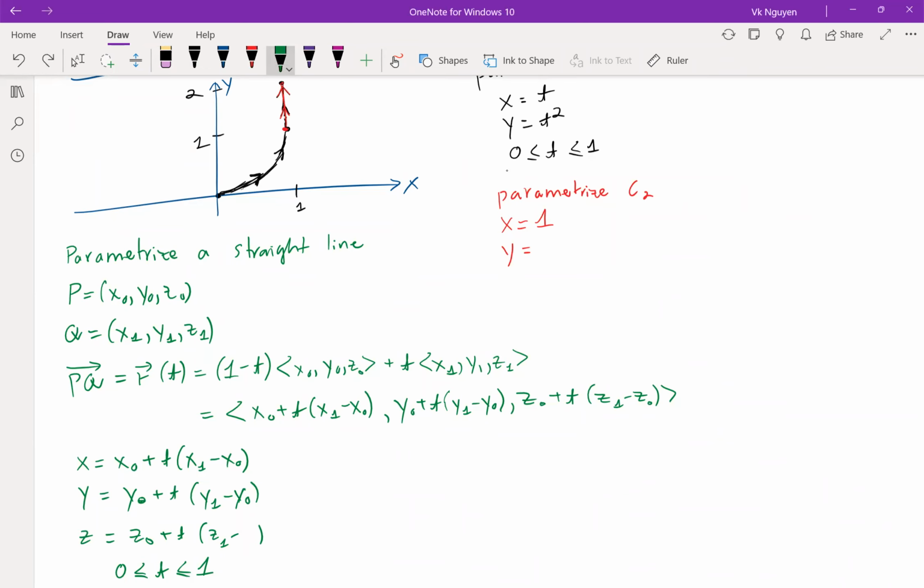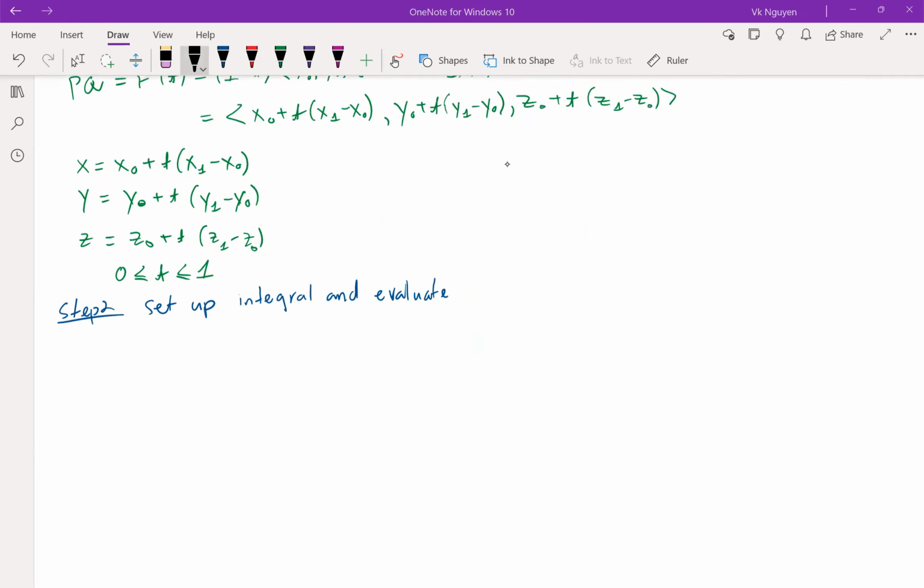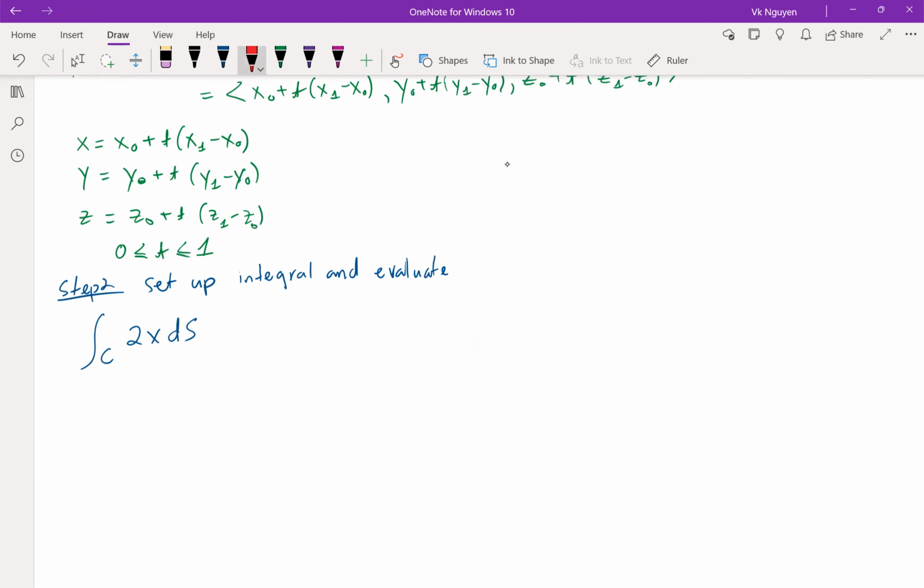Step 2: set up the integral and evaluate. Well, the integral is already there. The integral over C2 of x ds, I'm going to use the theorem, then I'm going to parameterize it. It's the theorem for C1, C2.